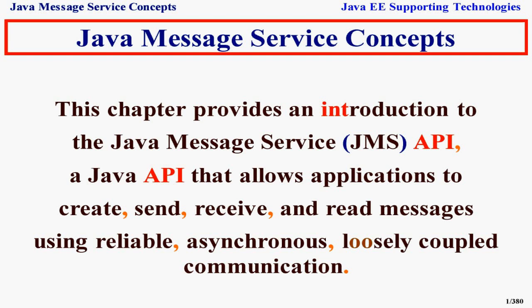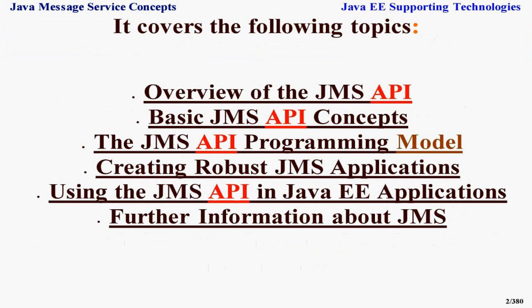Java Message Service Concepts. This chapter provides an introduction to the Java Message Service (JMS) API, a Java API that allows applications to create, send, receive, and read messages using reliable, asynchronous, loosely coupled communication. It covers the following topics: overview of the JMS API, basic JMS API concepts, the JMS API programming model, creating robust JMS applications, using the JMS API in Java EE applications, and further information about JMS.